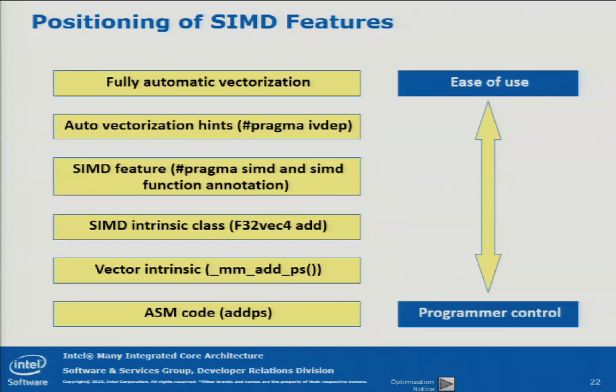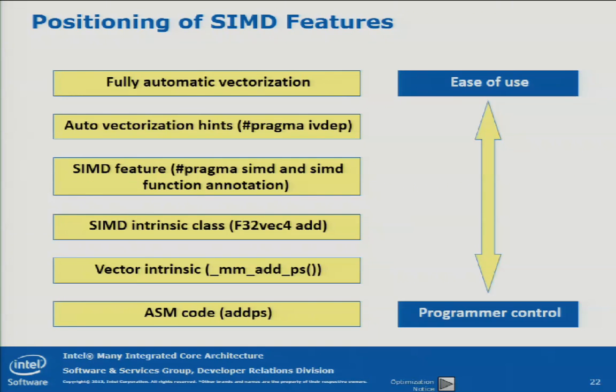You just tell the compiler that it's safe to do it, but not how to do it. The next step will be pragma SIMD and SIMD function annotations, where you explicitly tell the compiler how to vectorize. So what to actually do to the source code. Then we have SIMD classes, at least in C++. It's kind of overloaded operators that boil down to something on the machine level. So we have a vector class that can hold 4 single precision values, and then we got an add operator for it.